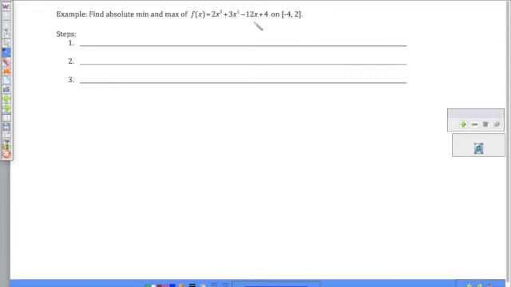So, example, find the absolute minimum and absolute maximum of f of x equals 2x cubed plus 3x squared minus 12x plus 4. So, we want to find the absolute min and the absolute max. Okay, so in order to do that, I need to know, A, what the function value is at x equals negative 4, and x equals positive 2. And I also need to know the location of my relative max and mins within this interval. Because a relative max or a relative min could still be the absolute max or min. So my first move here is to find my critical points.